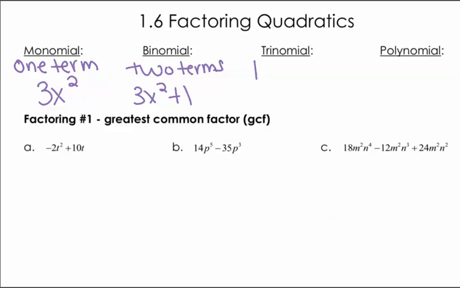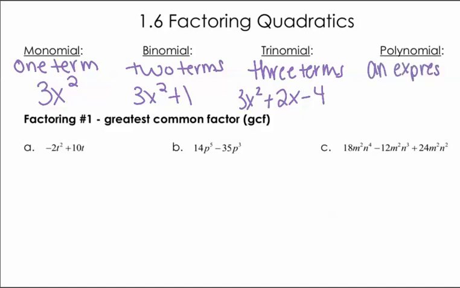A trinomial would have three terms, so that's going to be like 3x squared plus 2x minus 4. That's like your standard equation of a parabola. And then a polynomial is an expression. Now an expression means that there's no equal sign, and it's going to be an expression with more than two terms.